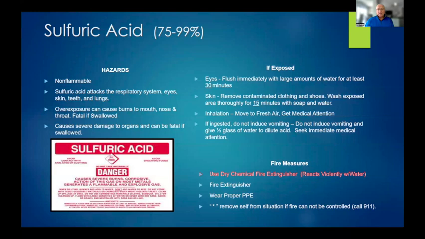Inhalation, again, just like the previous hazardous material that we looked at, you want to move to fresh air and get medical attention as soon as possible. One thing you want to make sure of: sulfuric acid does react violently with water, so when you use a fire extinguisher, make sure it's a dry chemical fire extinguisher, which we have on site, and always wear your proper PPE, gloves, safety glasses.